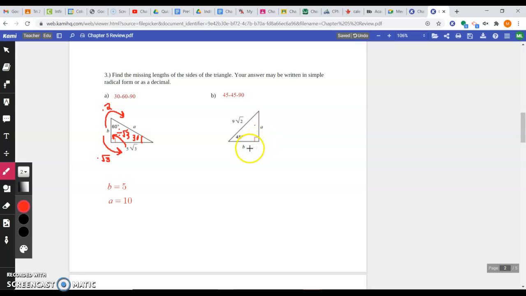For the 45, 45, 90 rule, what we do, the legs are exactly the same, and so this angle is also 45, which tells me a and b are going to be the same number because they're both legs.